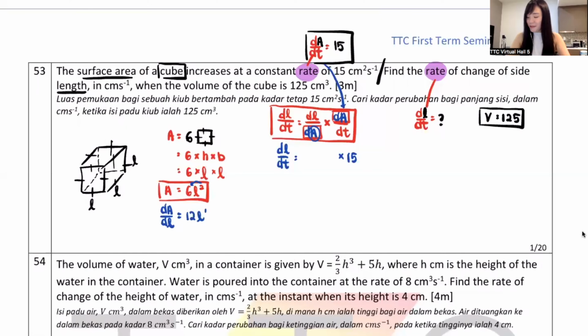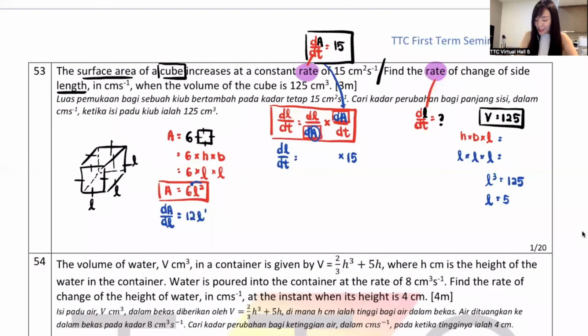Very good, Vinny. My dear, volume. Volume means isi padu. So how do we find volume for a cube? Isn't it the height times the base times the length? Now, the height is L, the base is L, the length is L. L times L times L, isn't it L cubed? So I know L cubed should be equivalent to 125. Very good, Vima. So L will equal the cube root. Are you guys getting it? The L is 5. So the L is 5, sub inside.